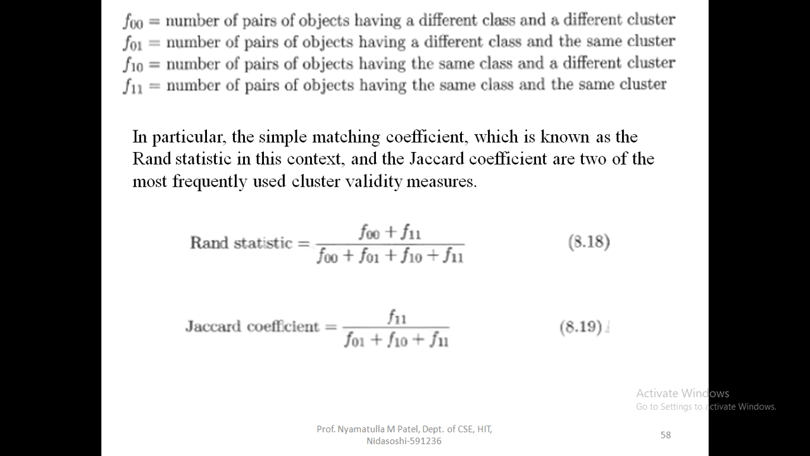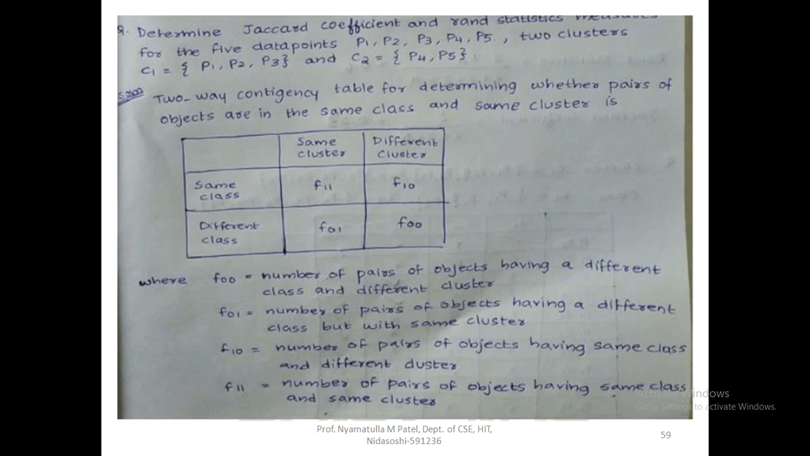Now, what is the Rand statistic? It is f of 1 1 plus f of 0 0, where f of 1 1 is 2 and f of 0 0 is 4. So 2 plus 4 divided by 2 plus 2 plus 2 plus 4 is equal to 0.6. The Jaccard coefficient is f of 1 1, whose value is 2, divided by f of 1 1 plus f of 1 0 plus f of 0 1, which is 2 plus 2 plus 2, that is equal to 0.33.